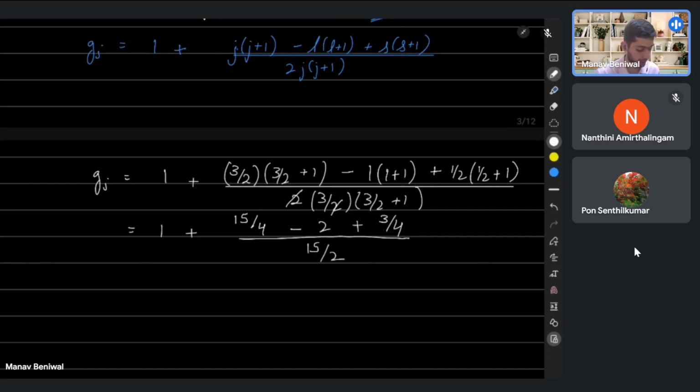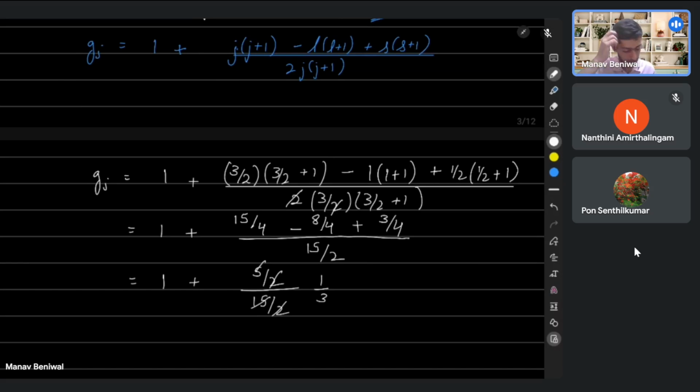Okay, so let me rewrite this 2 as 8 by 4. It will make our calculation easy. So 15 plus 3 is 18, minus 8 is 10. So 10 by 4, and 10 by 4 is nothing but 5 by 2. So this will become 1 plus 5 by 2 divided by 15 by 2. Again, these 2 will cancel, and this 5 will cancel with 15 to give you 1 by 3.